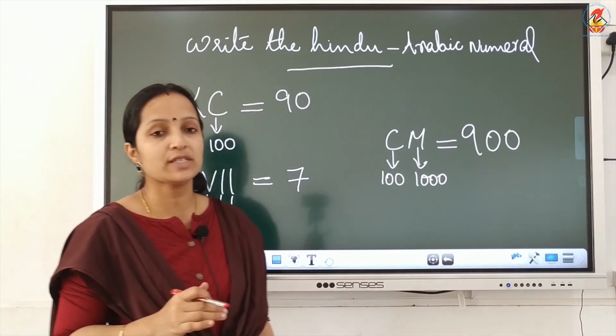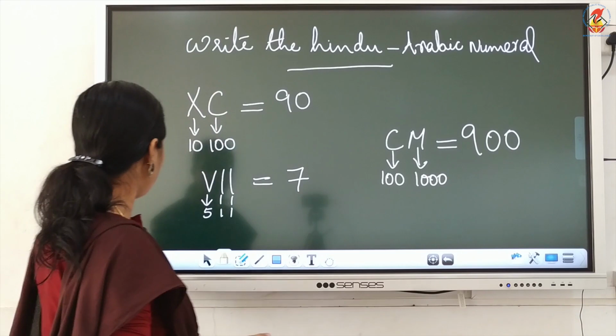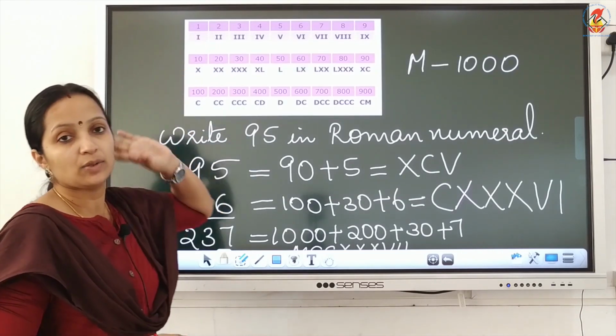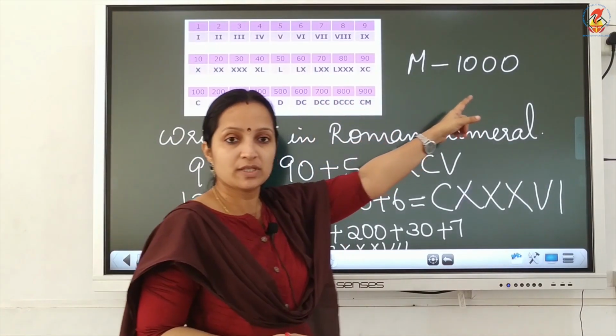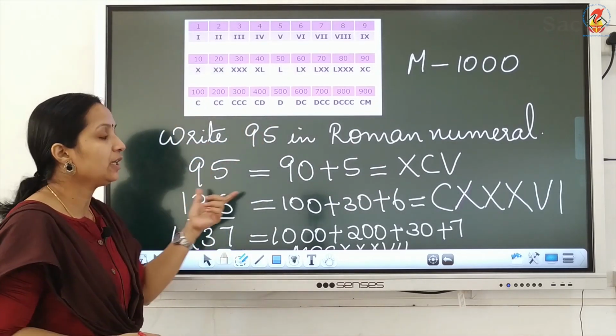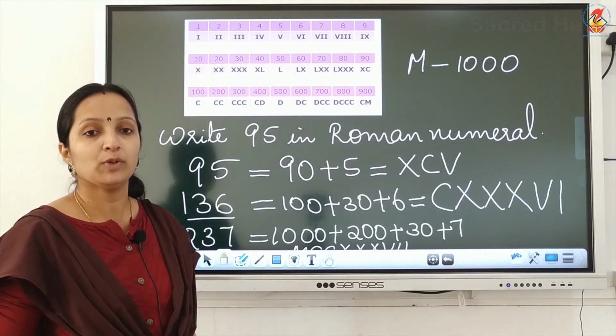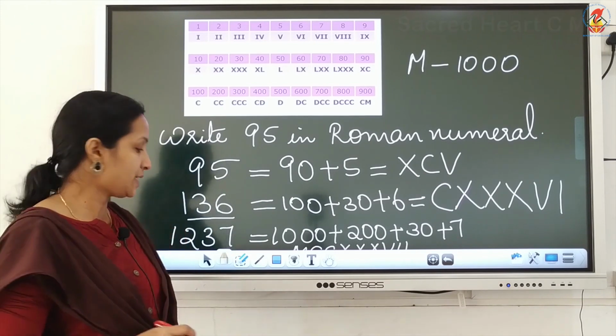Just study the rules. You can write any Roman numeral and just learn this chart also. And one more thing, a bar over M is 4000. And when you want to write the Roman numeral, write the expanded form. It will be more easy and you will not make any careless mistake.